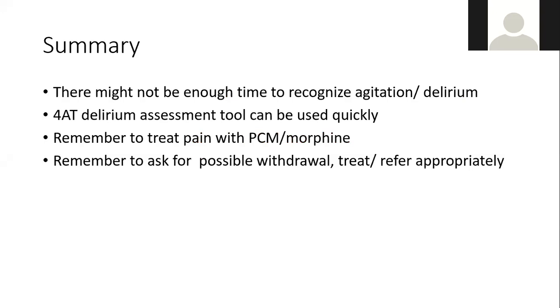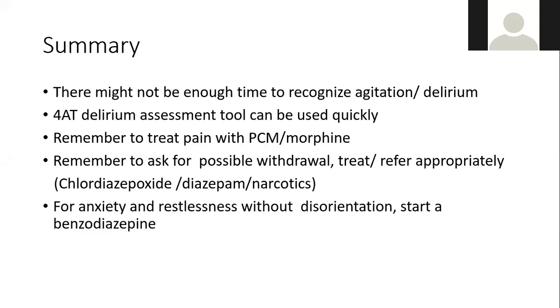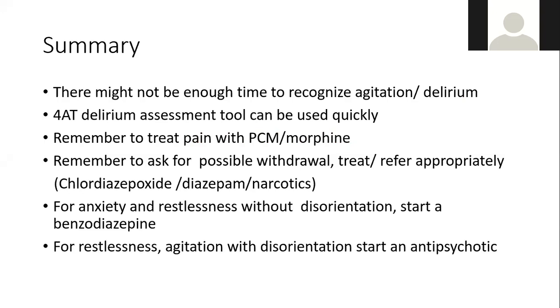You might need psychiatric input, general medicine input, and treat with chlordiazepoxide, diazepam, or narcotics. The best thing that you can do, if you confirm that the patient was abusing narcotics, is immediately start the patient on buprenorphine. For anxiety and restlessness without disorientation, start a benzodiazepine. For restlessness, agitation with disorientation, start an antipsychotic.